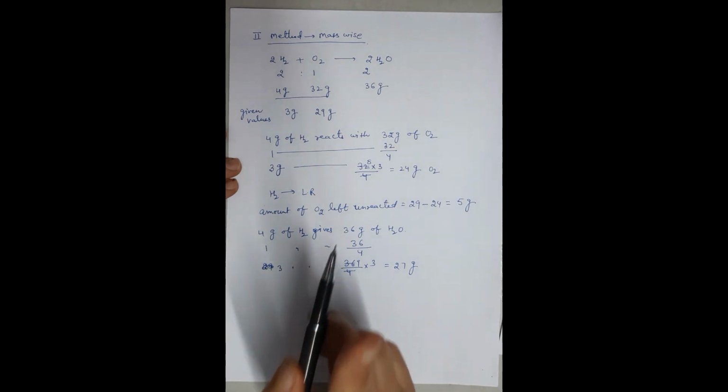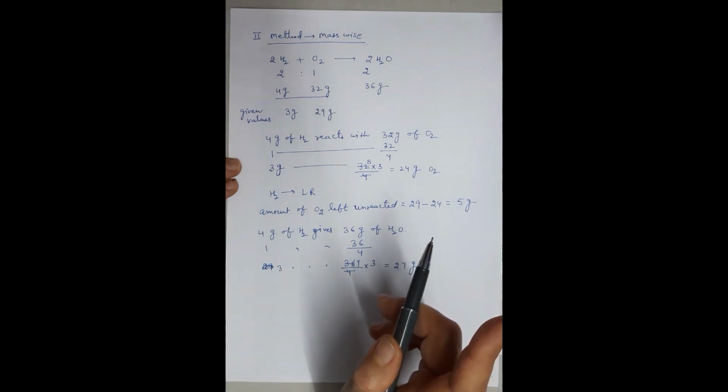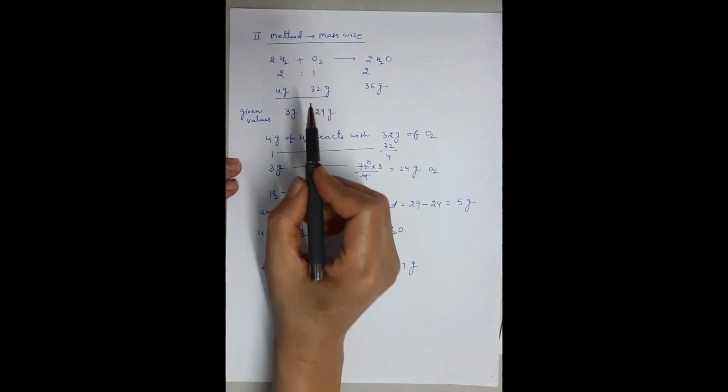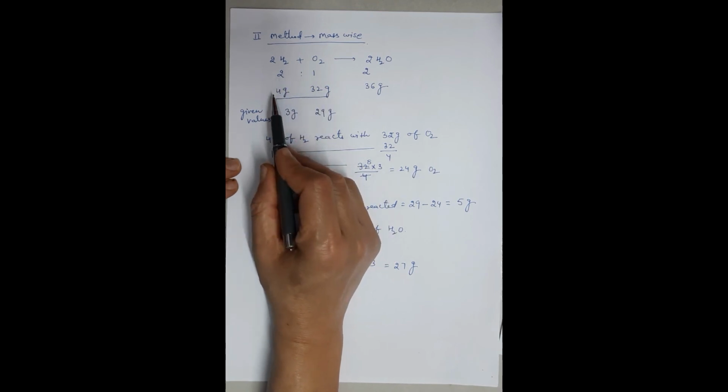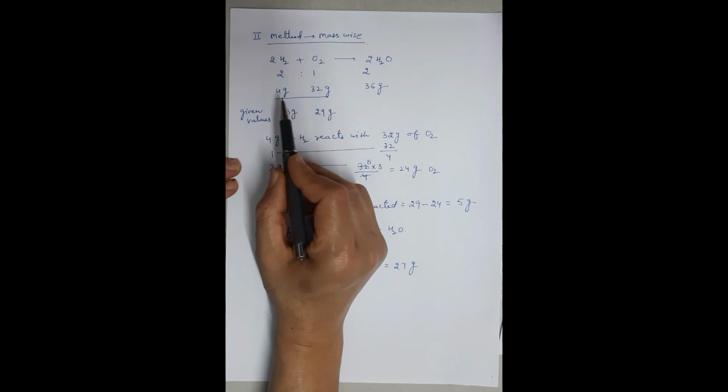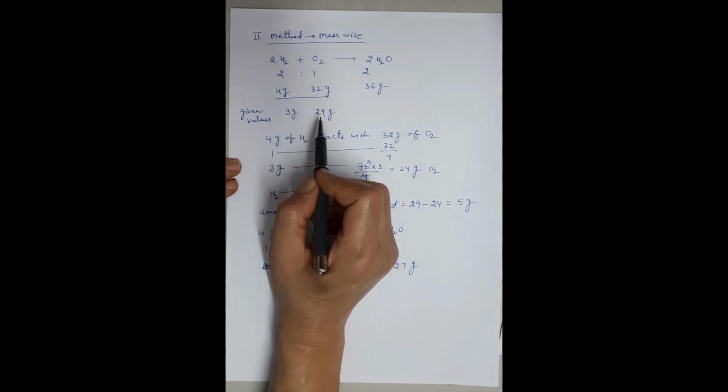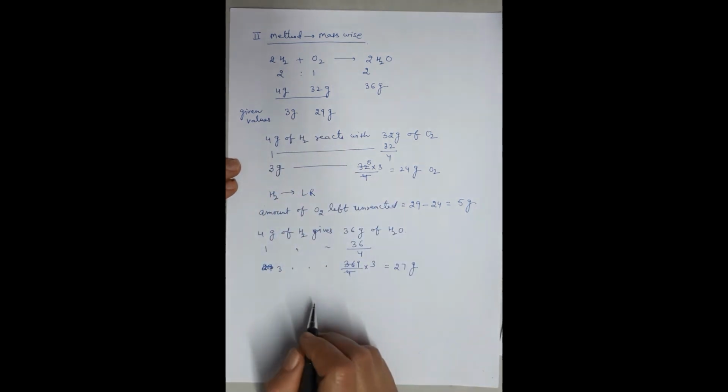Beta, I would like to ask a question here. If you start it that 32 grams of O2 reacts with 4, 1 gram reacts with how much, and 29 grams reacts with how much, then what is the problem in solving this question? Just find out the answer for this.